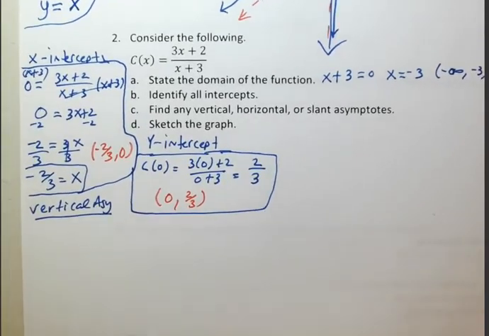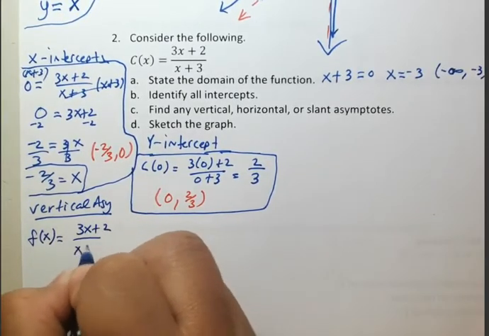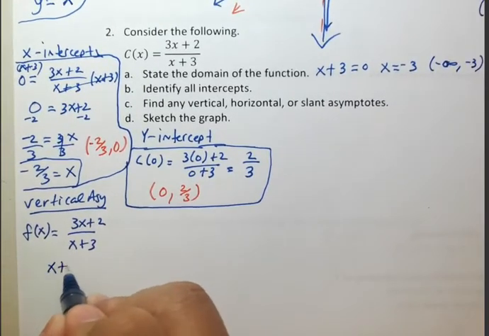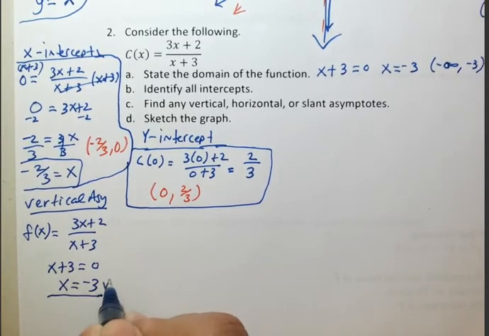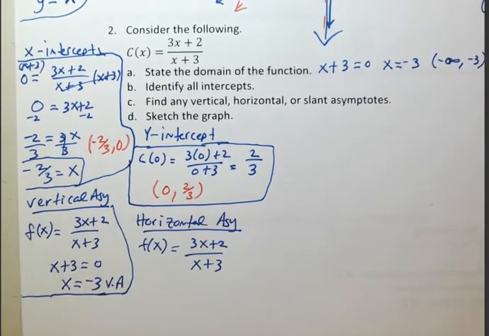So we need to ask if we need to factor. The numerator, it's already factored. There's nothing I can do there. The denominator is already factored, so there's nothing I can do there. So I'm going to set the denominator equal to 0. So -3 is your vertical asymptote. Horizontal asymptote, the degree of the numerator is 1. The degree of the denominator is 1. So they both have the same degree. So that's going to be option number 2.